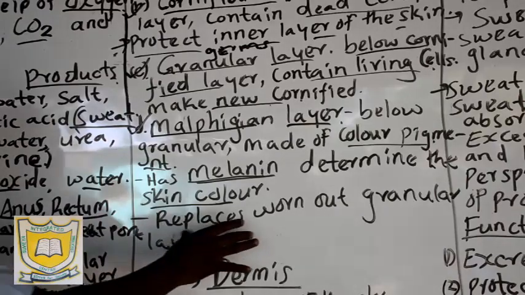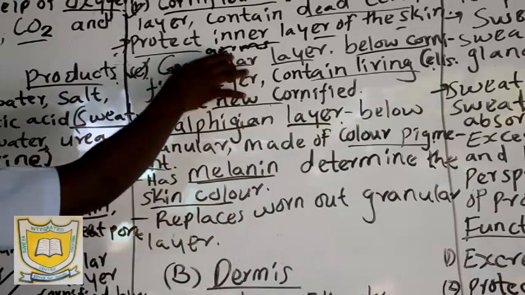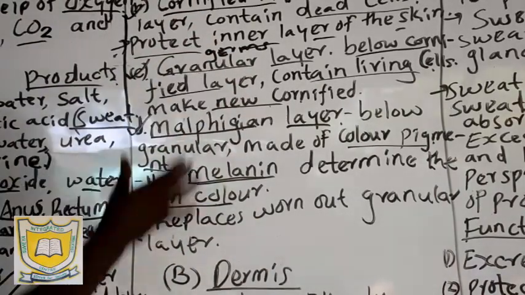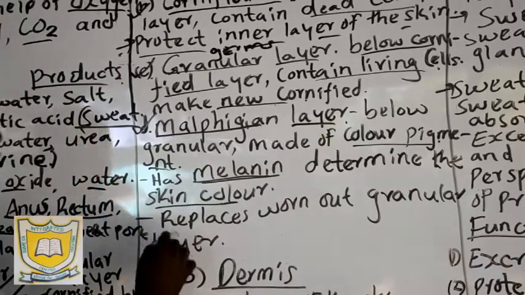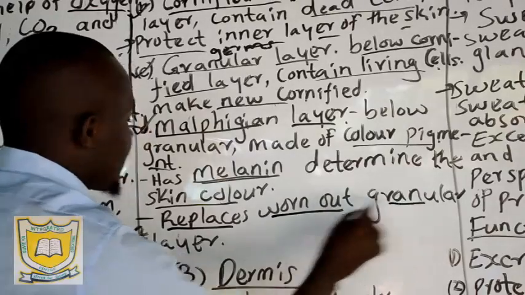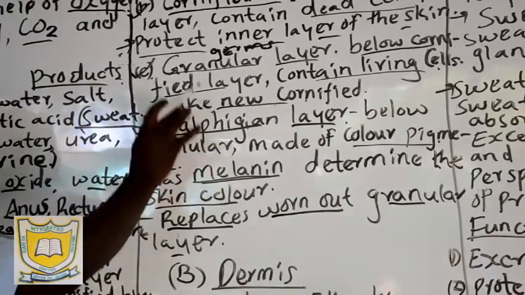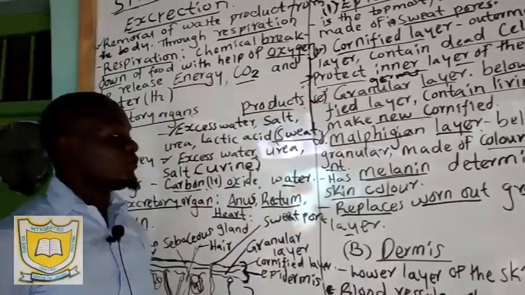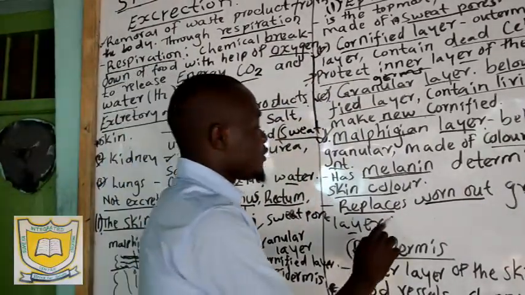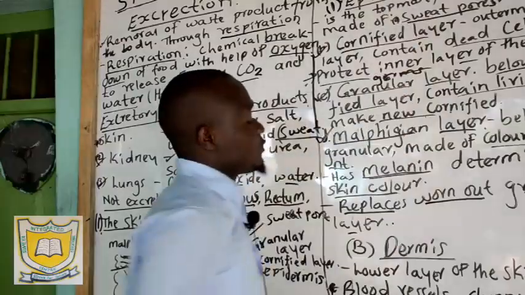It also replaces the granular layer. If the granular layer is worn out, it is replaced with this layer. We say the granular layer replaces the cornified layer, and this layer replaces the granular layer. That is all about the epidermis.